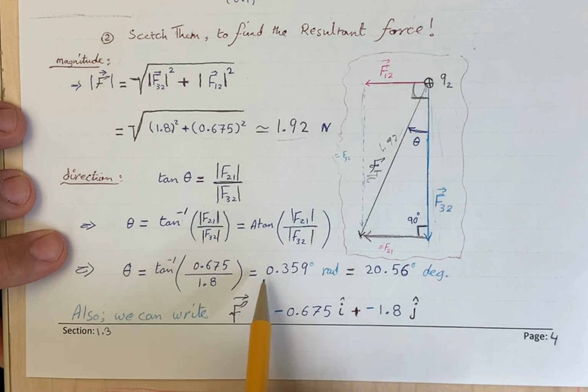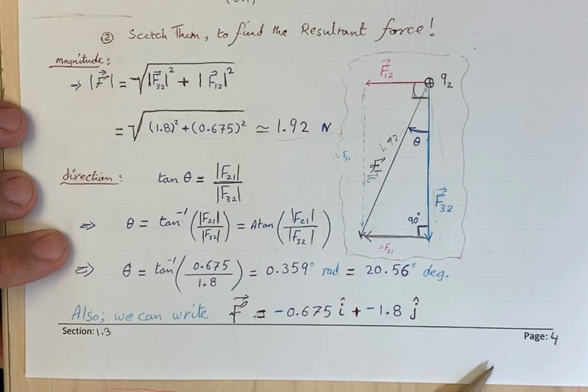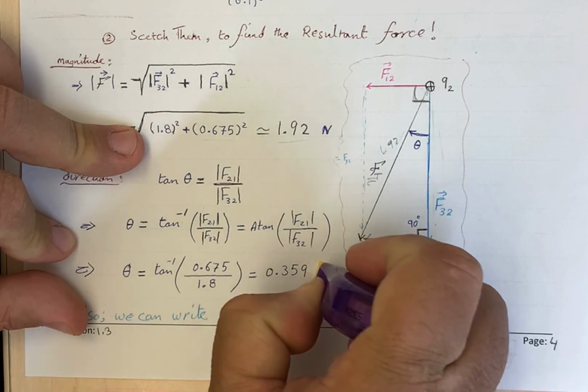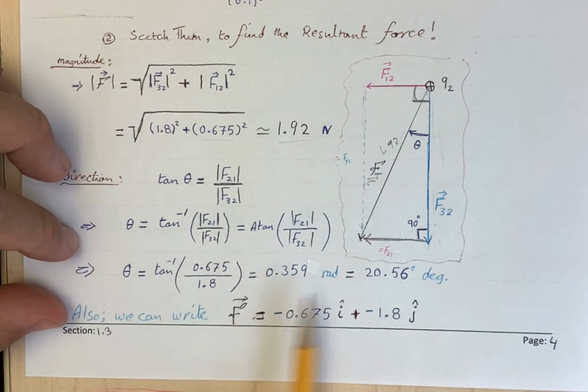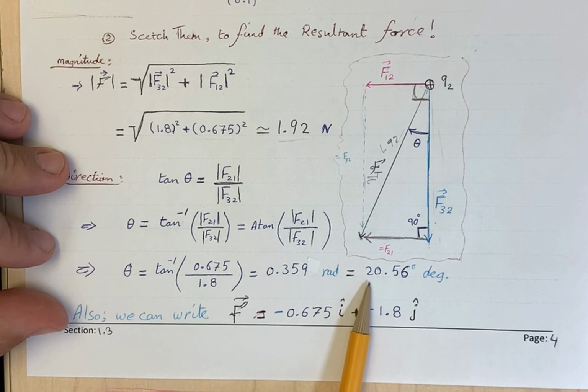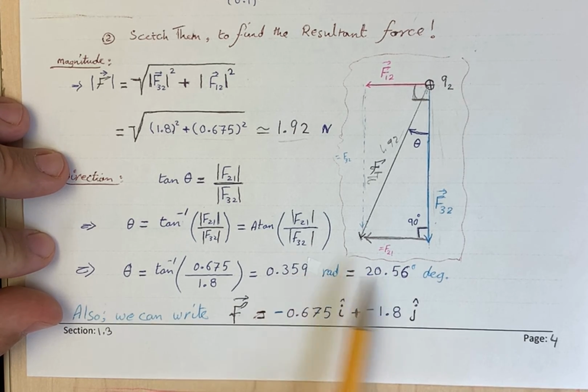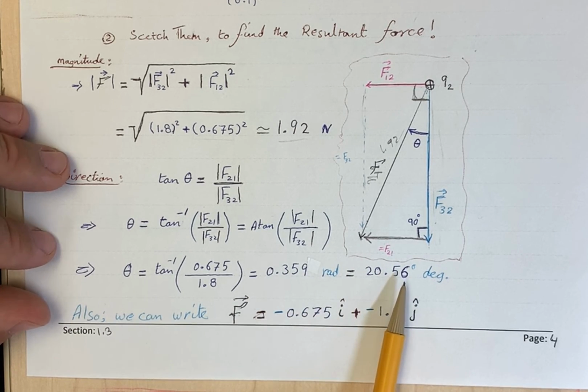So theta is equal to 0.359 radian. It's not in degrees, so I don't need to use the degree sign. Okay, which is equal to 20.56 degrees. So I have it in radians and in degrees.